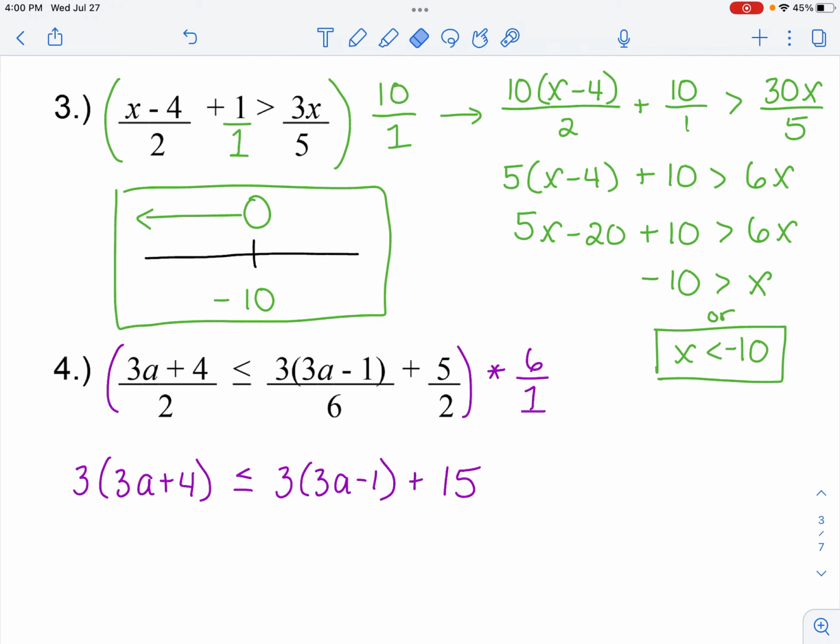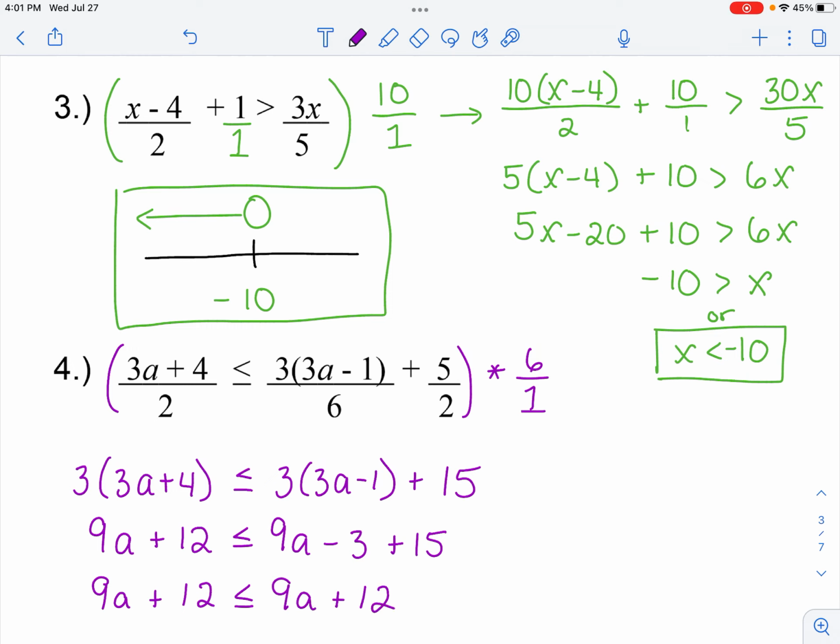If you have any questions on how to clear out these fractions, please make sure you reach out and let me know. I'm happy to go over it with anyone that needs a little bit more guidance on that. Distributive property on the left is going to give me 9a plus 12 is less than or equal to. Distributive property on the right, 9a minus 3 plus 15.